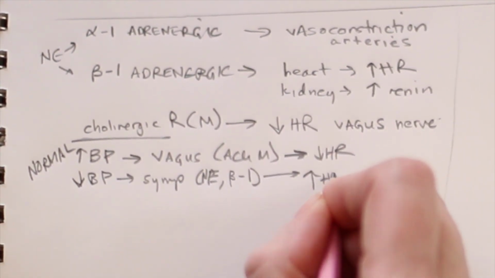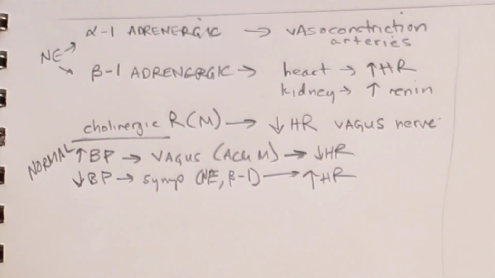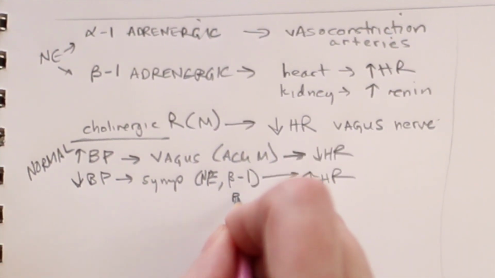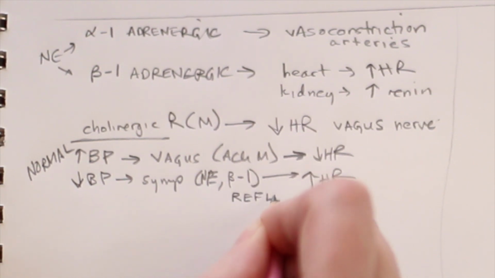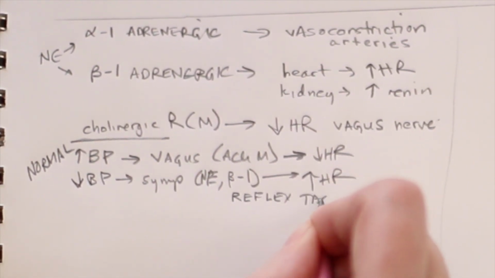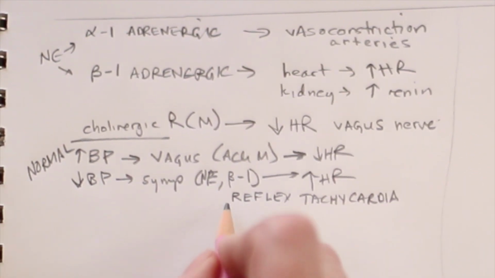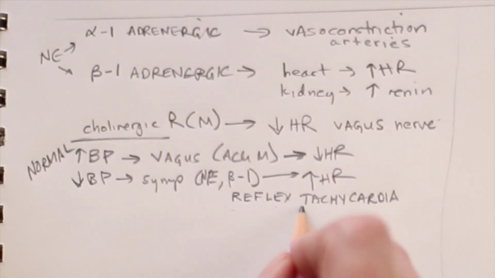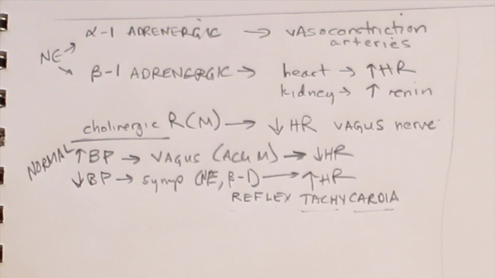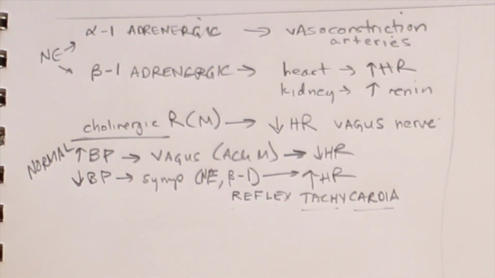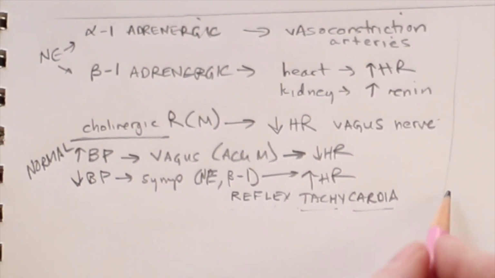increase heart rate. And there's a special term for the reaction of your body to a drop in blood pressure in terms of heart rate, which is reflex tachycardia. Make sure you know that phrase and that you will recognize it on a test. Hint, hint. Okay. So reflex means it's a reflex of the body. Tachy means fast. Cardia is heart. So fast heart. Okay. So those are some receptors we know about.